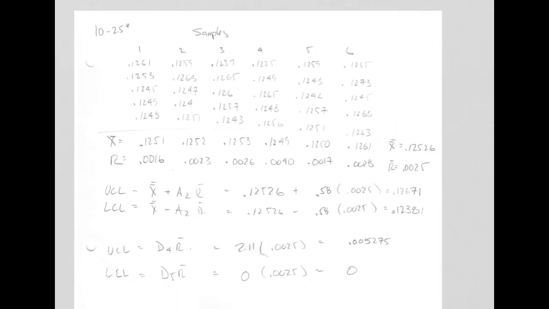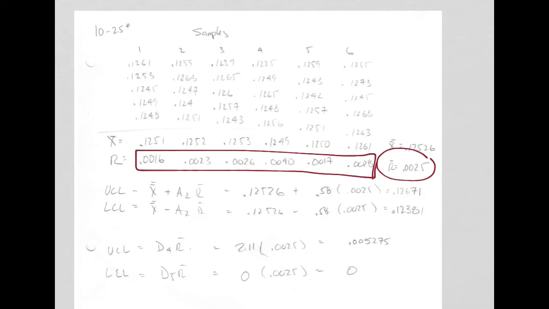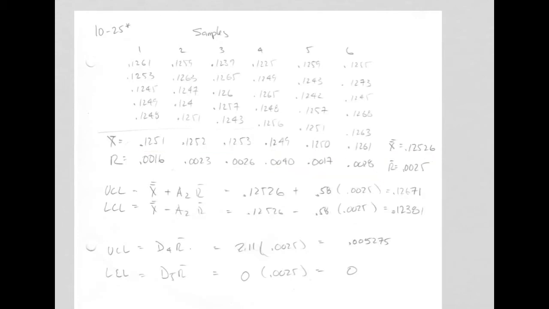The range, if you recall, is the maximum value minus the minimum value. So you find the highest number that we have here, and subtract from it the lowest number, and that's how we get our range. The highest number in the list minus the lowest number, that's our range. And then the R bar is the average of those ranges. So we take all of these numbers here, divide the sum by 6, and we get our range, R bar.